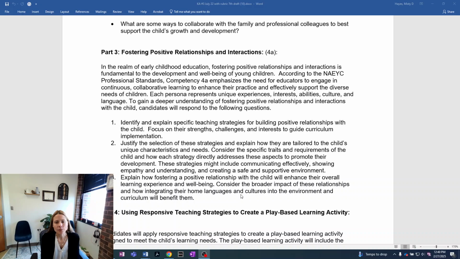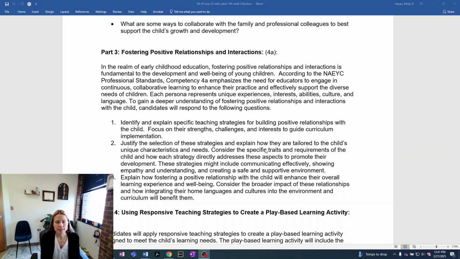We have to gain a deeper understanding of fostering positive relationships and interactions with the child, right? So with that being said, you are going to use the persona, looking at their interests, the child's abilities, culture, and language to answer these questions. So you're going to respond to these 3 sections here, these 3 prompts. Remember, when there's sections in this project where you are answering questions, I want full, complete thoughts. Some of the prompts will say 1, but there might be 2 parts to that question or to that prompt, so just keep that in mind.